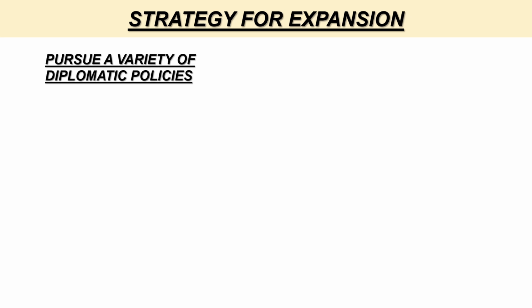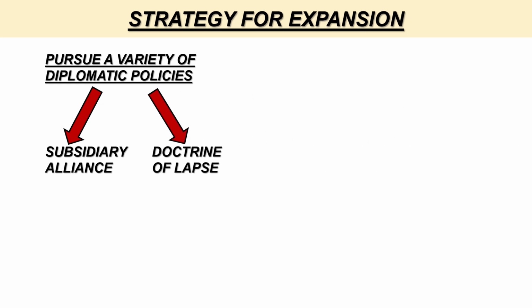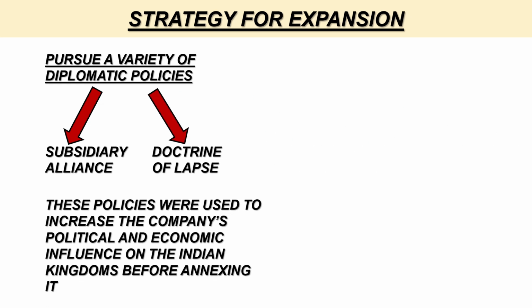Strategy for expansion. Before we begin, it is important to understand the strategies followed by the East India Company for its territorial expansion. The company had basically adopted 2 different strategies for its territorial expansion. One was to pursue a variety of diplomatic policies like the Subsidiary Alliance and the Doctrine of Lapse. These policies were used to increase the company's political and economic influence on the Indian kingdoms before annexing them.